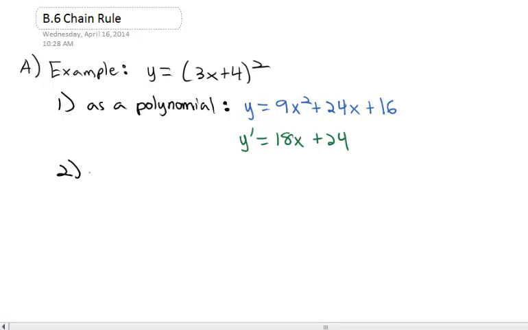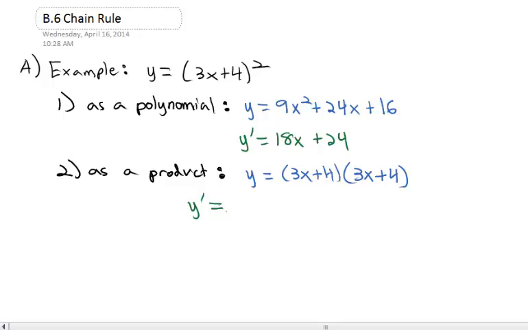And then we took a look at it with a different view and said, well, let's solve it as a product, because we have a product rule. The product rule says, we'll think about it as y equals (3x plus 4) times (3x plus 4). Now that it's a product, y prime is equal to the derivative of the first times the second plus the derivative of the second times the first. So the derivative of the first part is 3 times (3x plus 4) plus the derivative of the second, which is 3 times (3x plus 4).